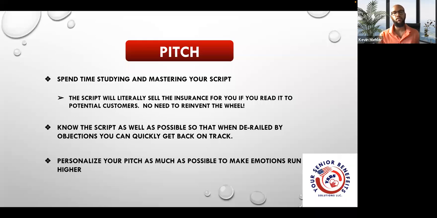As far as pitching to the client, okay, you want to spend time studying and mastering your script, because if you sound like you're stuttering over the script or anything of that nature, you probably won't be perceived as professional as you would like for the customer to perceive you, okay? The script will literally sell the insurance for you if you read it to the potential customer. And there's no need to reinvent the wheel, okay? You don't have to make your own script, come up with a new idea. That's what a lot of people do in our industry, and unfortunately they fail.